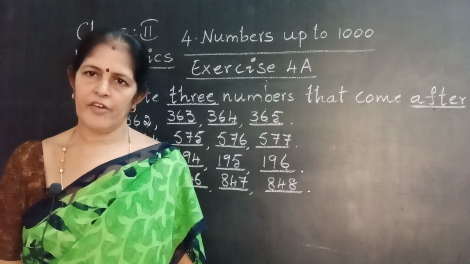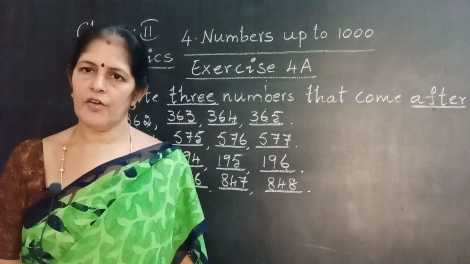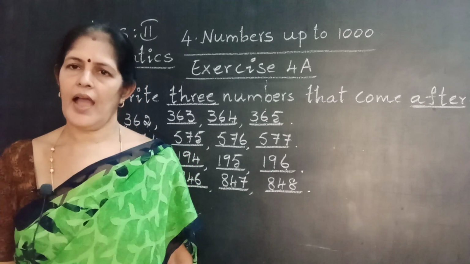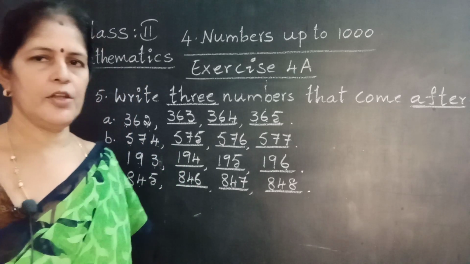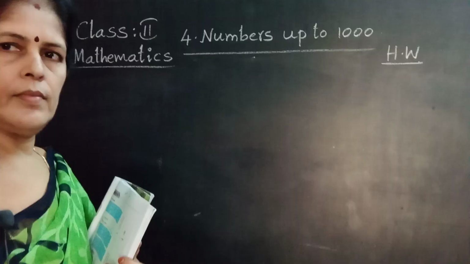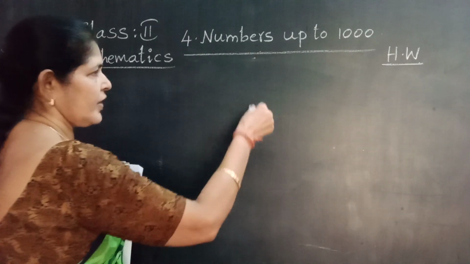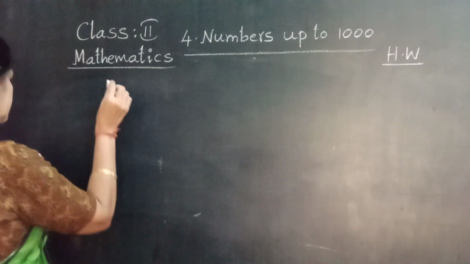Now open your textbook, open your homework book. I give you homework. Copy down and complete the homework. Okay? Come on, open your HW books. Ready, children? Fourth chapter, numbers up to 1000. Homework. Come on, note down.